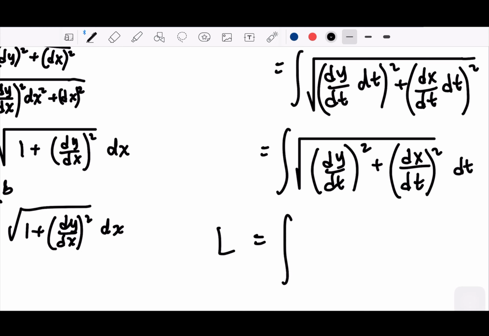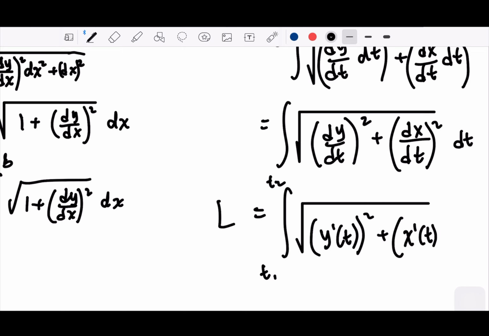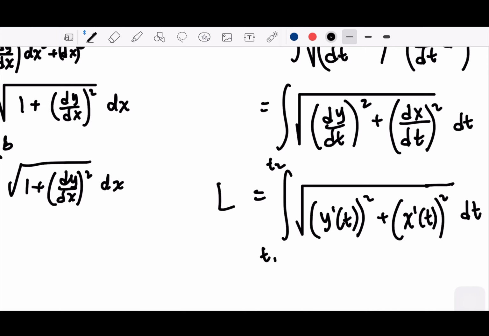Or we can simply write, maybe this is t1, t2. You can simply write the y prime t squared plus x prime t squared. Okay. So whenever you find any equations, and maybe they are already defined as parametric equations, definitely you can go for another way, this way. Okay. If suppose that the equation is true, that it's parametric equations. Okay.